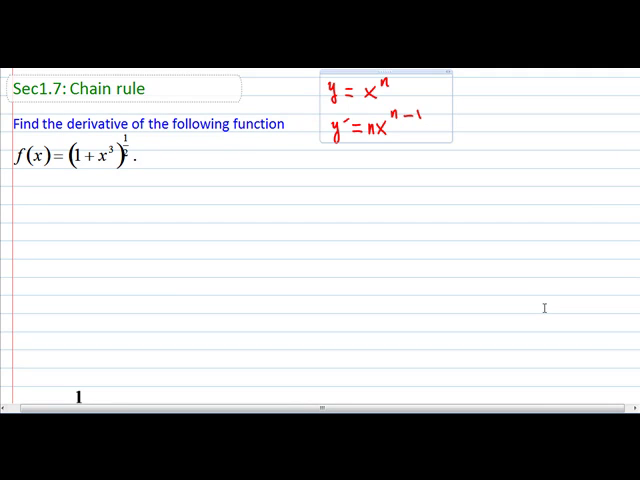In this example, I'm going to show you how to find the derivative of a function by using the chain rule. Let's remind ourselves that if y equals x to the n, then y prime is equal to n times x to the n minus 1. This is called the power rule.